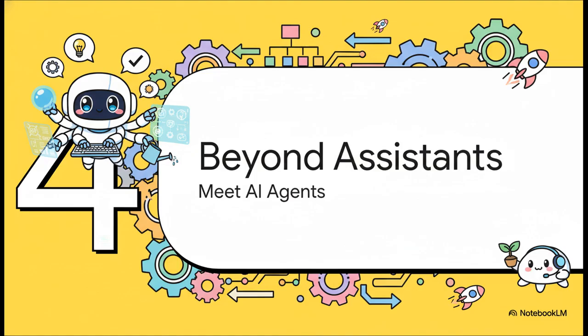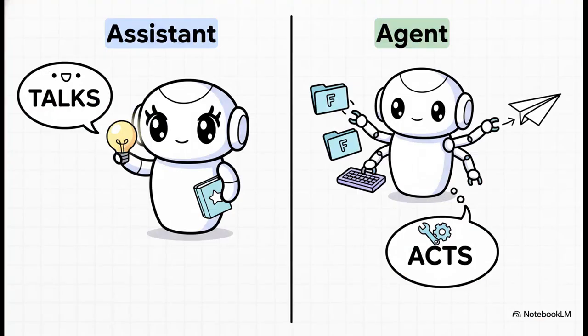All right, so we've nailed down models and assistants. Now let's talk about the next step in the evolution, because this is where things start to get active. Let's meet AI agents. So what's the big difference here? It's pretty simple, actually. An assistant talks to you. It gives you information. An agent, on the other hand, takes that information and actually does something with it. It's not just a conversationalist, it's a worker.